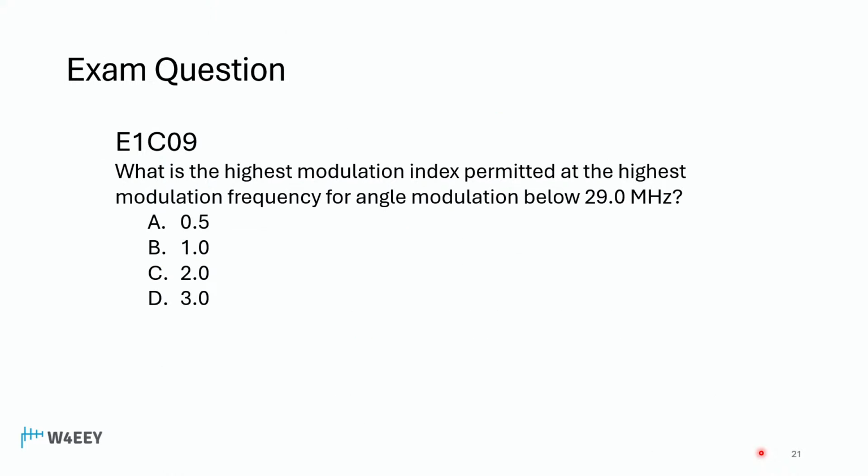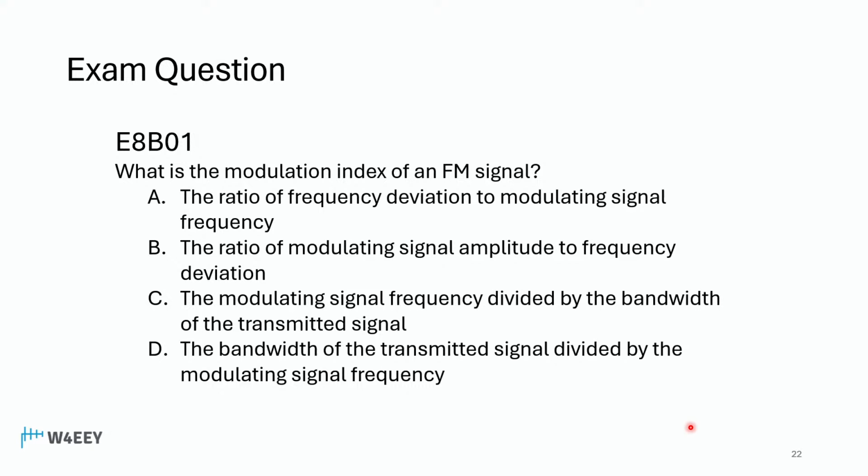Oh, some questions. I thought we'd never get here. All right, E1C09, what is the highest modulation index permitted at the highest modulation frequency for angle modulation below 29 megahertz? Bravo, good, yep, 1.0. There are little technical facts sprinkled through the pool here that won't have much practical value, but we need to know them for the pool.